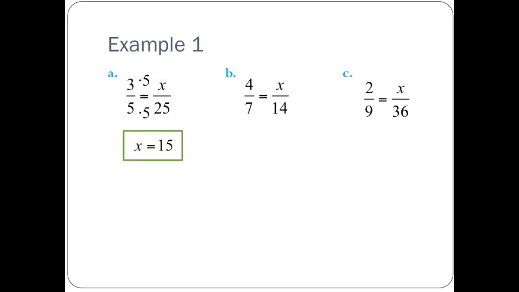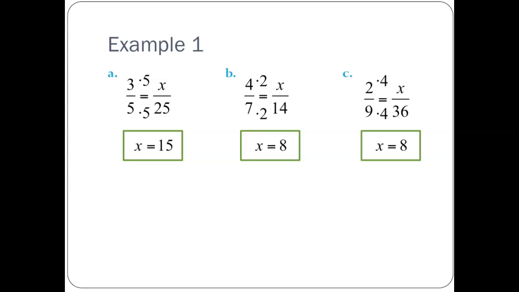We can do the same for the other two as well. So to get from the 7 to the 14, I have to multiply by 2, so I'm going to multiply the top by 2 as well, and that gives me 8. Let's do the same thing on the last one here. 9 times 4 gives me 36, so multiply the numerator by 4 as well, and that gives me 8.